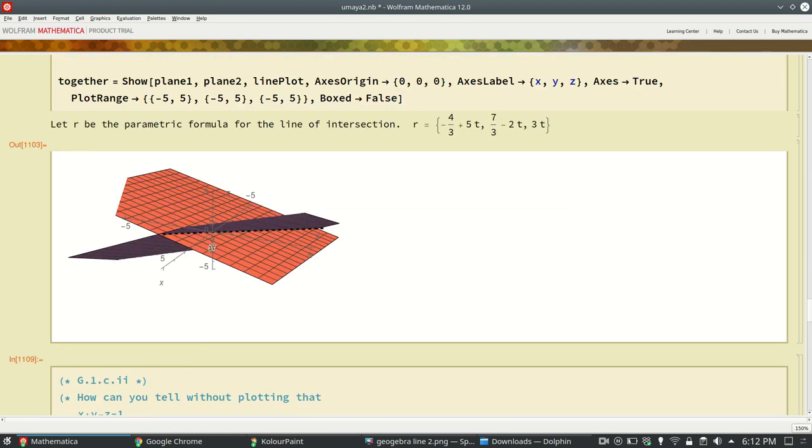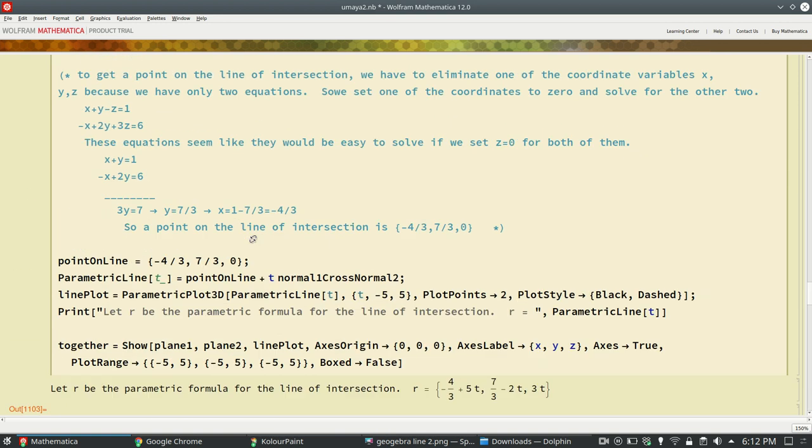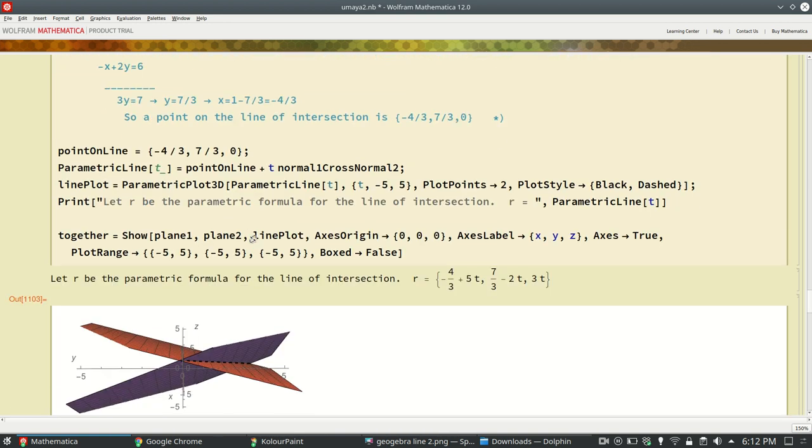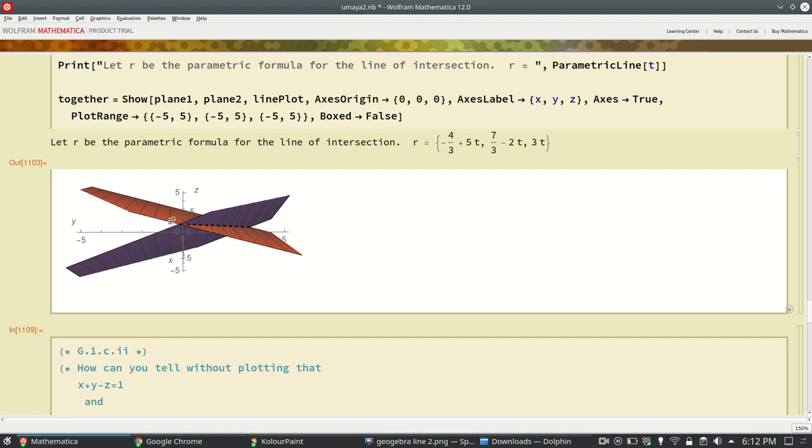So if these two planes were perpendicular to each other, then the normal vector, which is perpendicular to each plane, their normals would also be perpendicular to each other. So if I were to draw the normal to this blue one and draw the normal to this pink one, you see they wouldn't be perpendicular, meaning these planes are not perpendicular. But if they were perpendicular, the normals would be perpendicular.